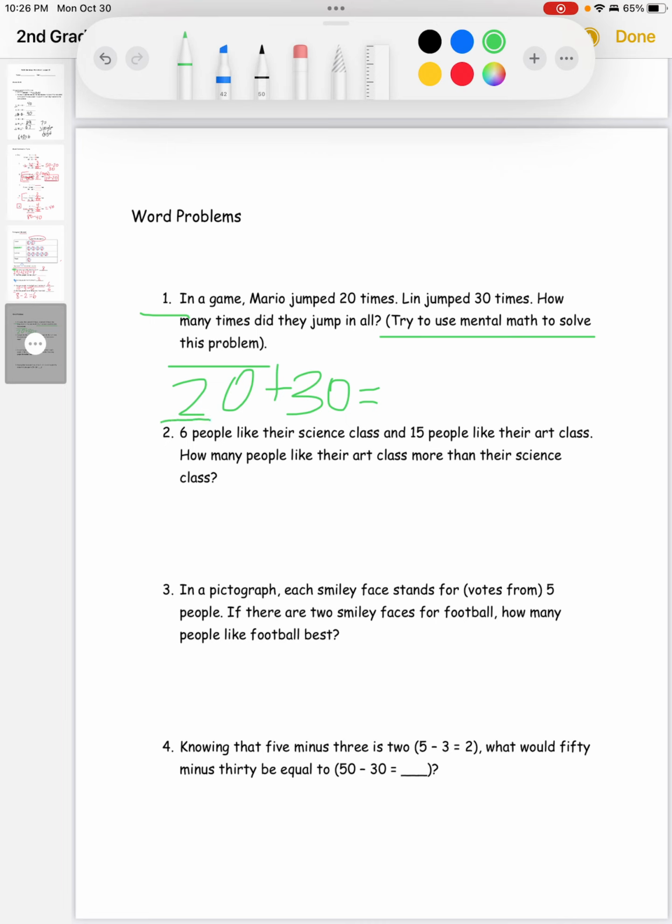We would first add the tens place, and that's 2 and 3. And 2 plus 3 meant using our head. Using our head means mental math. So 2 plus 3 equals 5. And 0 plus 0 equals 0. So they jumped 50 times in all.